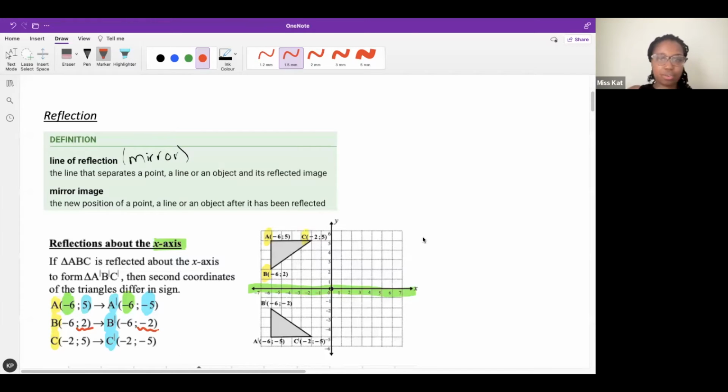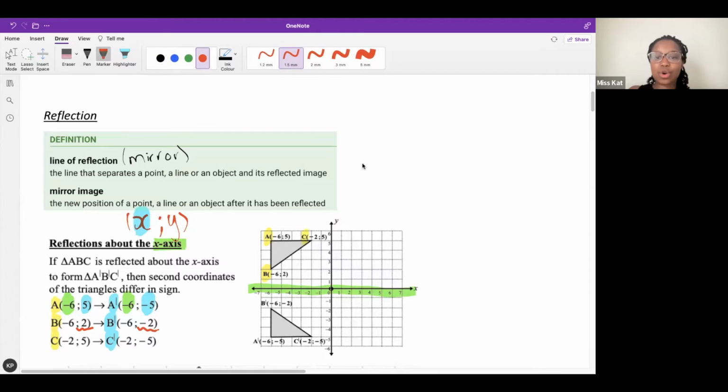Okay, so then reflections about the x-axis. X coordinate remains the same. Y coordinate differs in sign. Do we understand what I'm saying, guys? Only the y changes. Look at our x coordinates for all of them. They remain the same. Because remember when we write points, guys, we write them as x, y. So the x will remain the same, but your y's will swap signs.